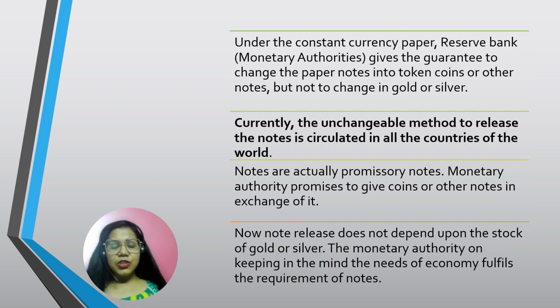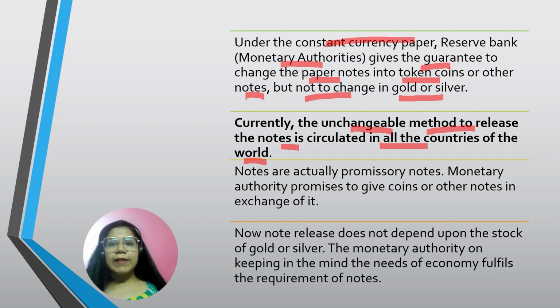So we have already studied that under the variable currency exchange, monetary authorities have to change the currency note with metal. But under the constant currency paper, the Reserve Bank or the monetary authorities give the guarantee to change the paper notes into token coins or other notes, but not to change into gold and silver. You can already guess that the unchangeable method of releasing notes is circulated in all the countries of the world to make this more flexible.